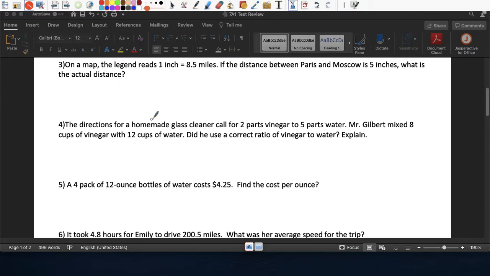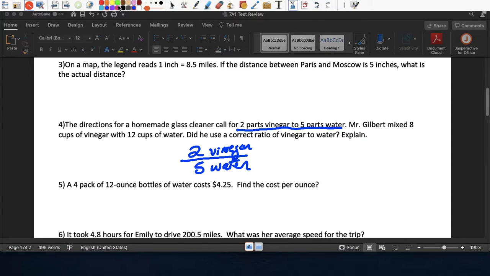So the directions for homemade glass cleaner. Let's say you want to clean the house and clean the windows. You're supposed to use 2 parts, or 2 cups, of vinegar with 5 cups of water. It says it right here. So let's write that as my ratio: 2 parts vinegar, mixed with 5 parts water. I mix that up, spray the window and start cleaning. So this is the recipe.